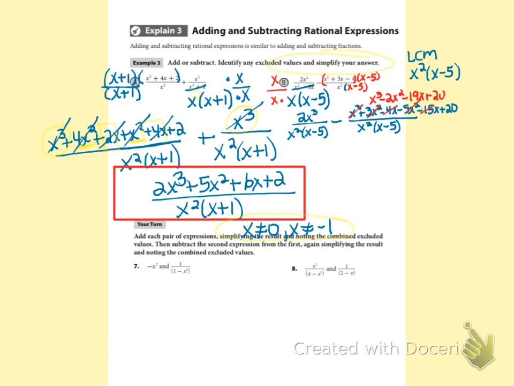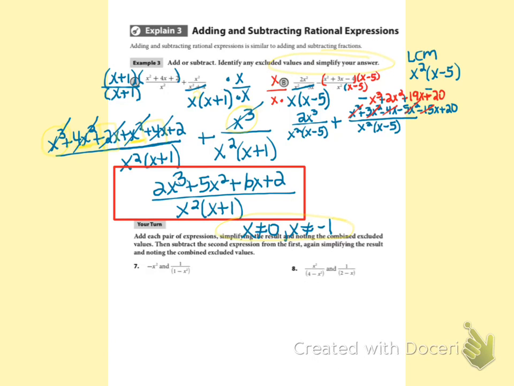Now here's how I'm going to take care of that subtraction. All I'm going to do to change this into addition is change this to an addition sign, and everything after it is going to change sign. So that was positive, it became negative. This is negative, it became positive. This is negative, it becomes positive, and this now becomes negative because it was positive.